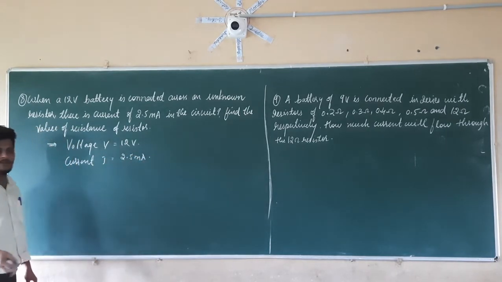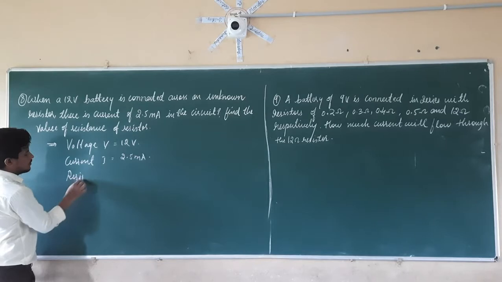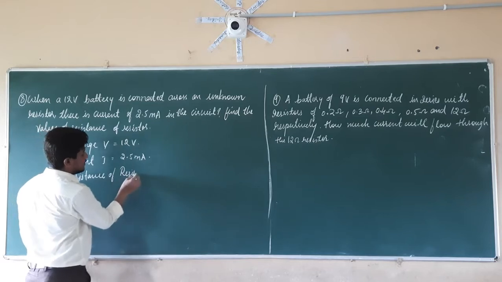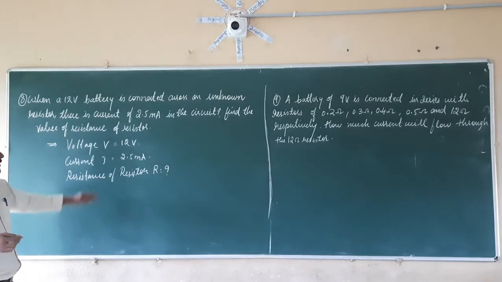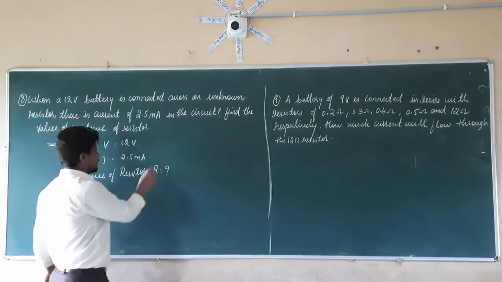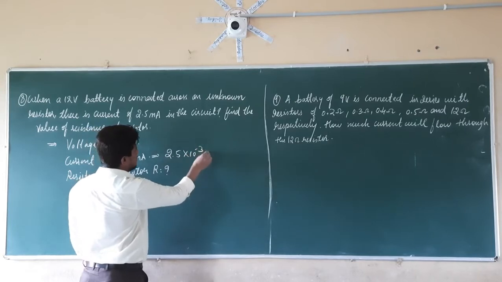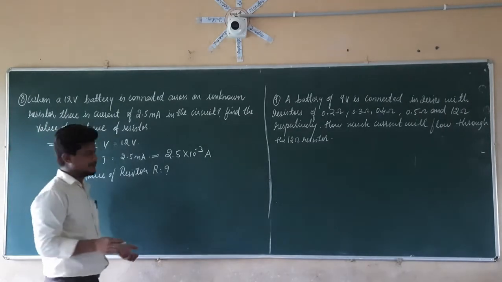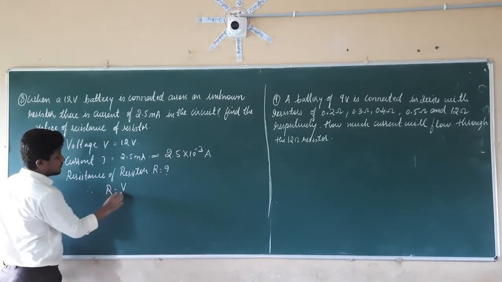So what do you have to find out here? We have to find out the resistance of the resistor. So therefore, resistance of the resistor, that is nothing but R. See here, I is given in milliampere, so we have to convert this milliampere into ampere. So we convert it by writing 2.5 into 10 raised to minus 3 ampere. Right, 1 milli is equal to 10 raised to minus 3. So therefore we have to find out R. By Ohm's law, we have the formula R is equal to V by I.